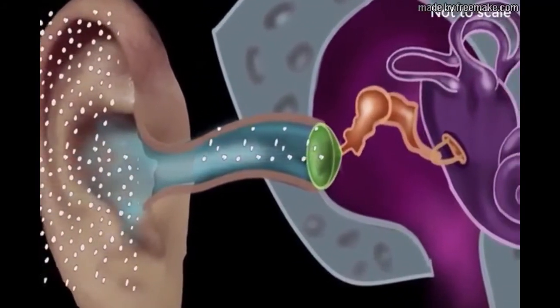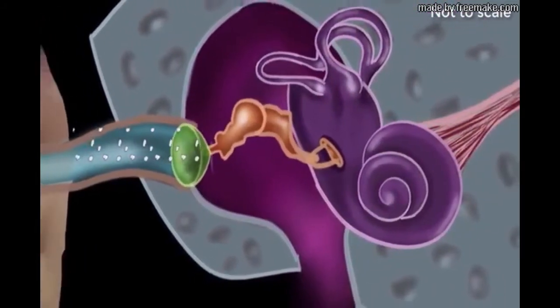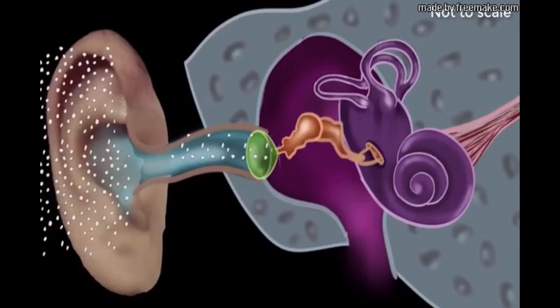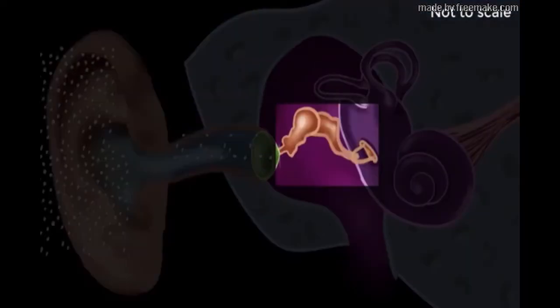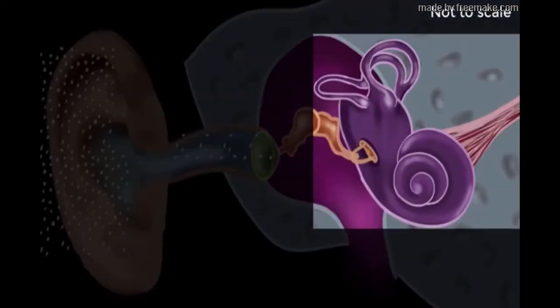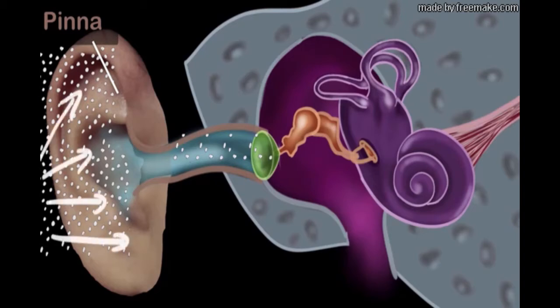So let's look at how the different parts of the ear work together to make us experience sound. Our ear can be divided into three parts: the outer ear, the middle ear, and the inner ear. The outer ear starts with the pinna. It's the part that you can see and touch, or in my case, the part that my mom would twist quite often. Its job is to collect as much sound waves as possible and channel it into the auditory canal.